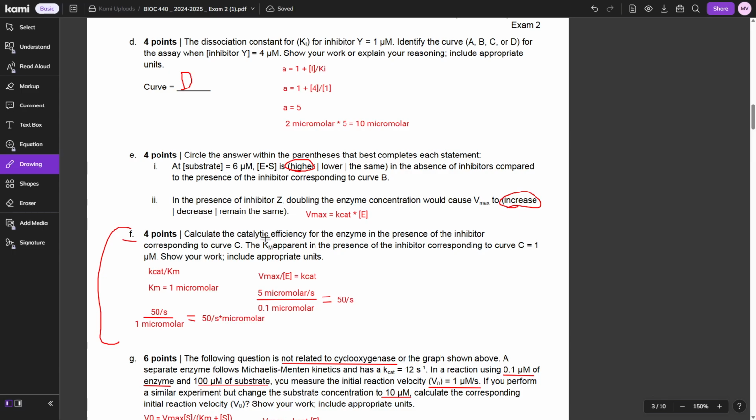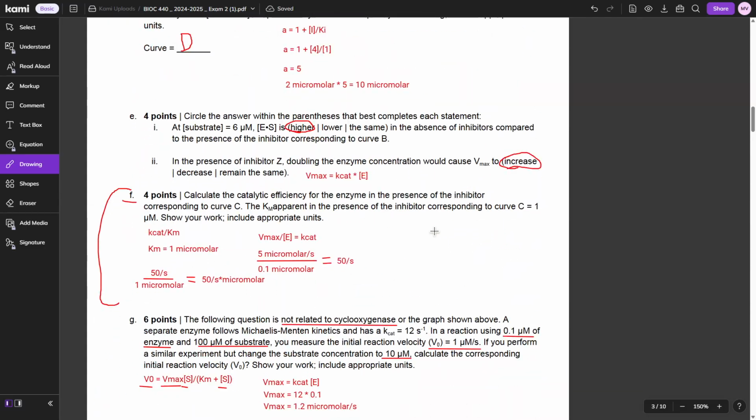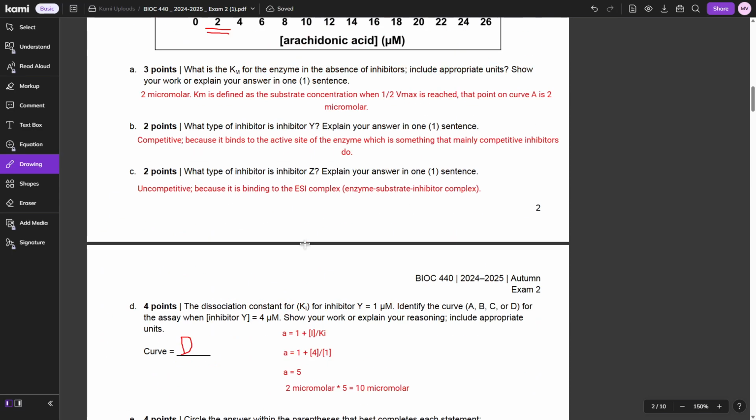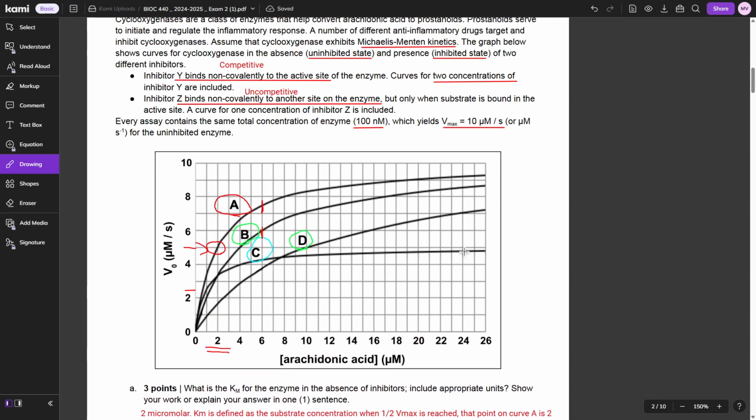Because we're doing an uncompetitive inhibitor, it divides by alpha. But in this case, it's specifically asking about curve C. Curve C is this one, and it looks like it plateaus around 5. So that's how you can say the Vmax for this enzyme is now 5. Can you go back to that, please? Yeah.